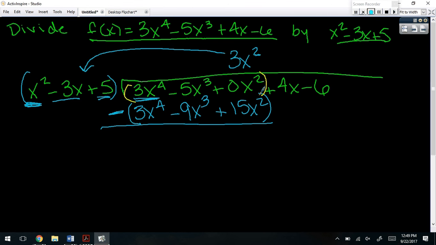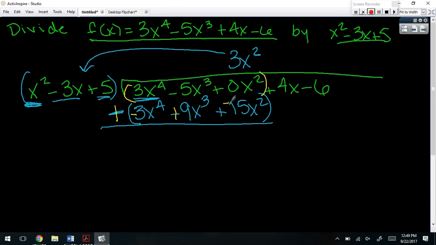Same, change, change, change. Why are we doing that? Because we're subtracting that whole polynomial. We have to subtract everything. We can't just subtract the first term. We have to subtract all the terms.